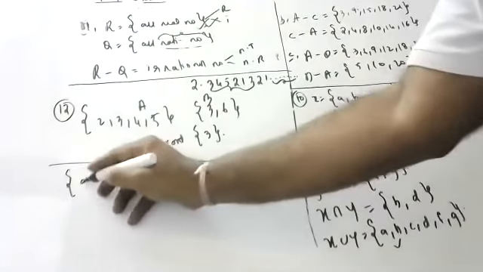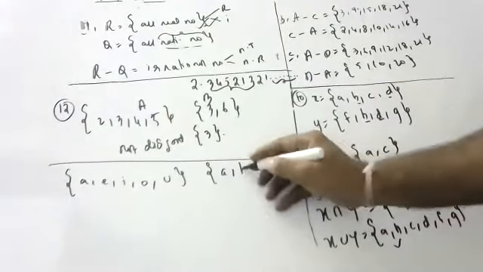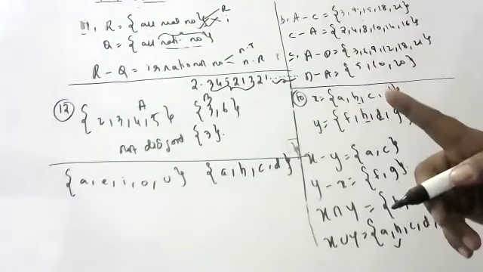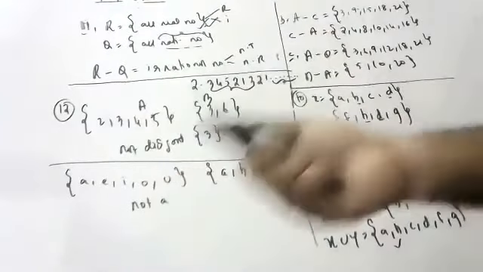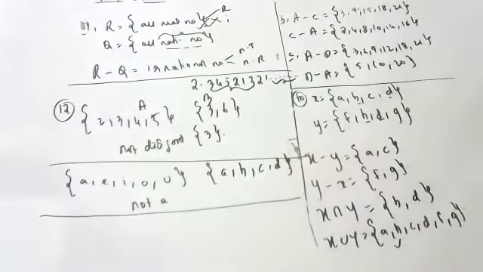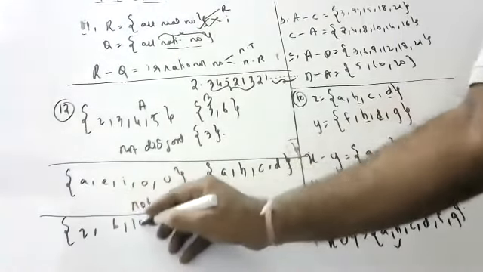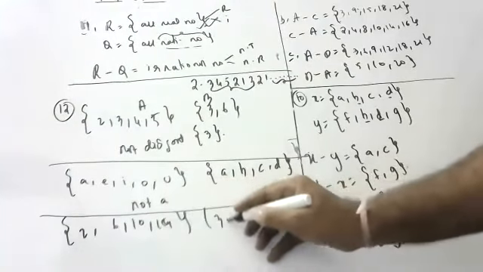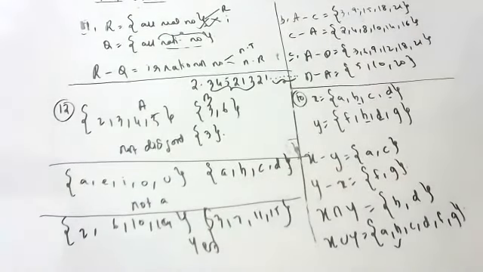Next, children, they are asking {A, E, I, O, U} and {A, B, C, D}. Are they disjoint sets? Yes or no? Not disjoint, because A is common. If even one thing is common, they are not called disjoint. Next one, same like this. Last 2 questions. {2, 6, 10, 14} and {3, 7, 11, 15}. Are they disjoint? Yes, they are disjoint because no common elements are there. If you are getting a null set, they are called disjoint.